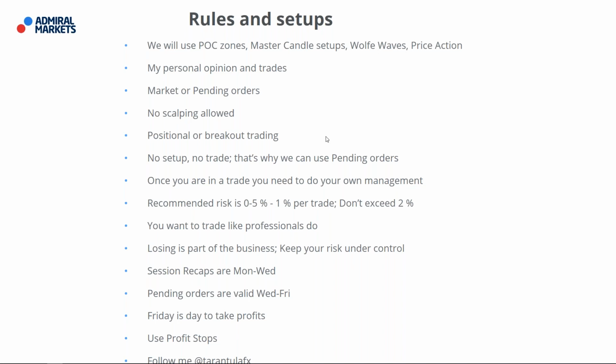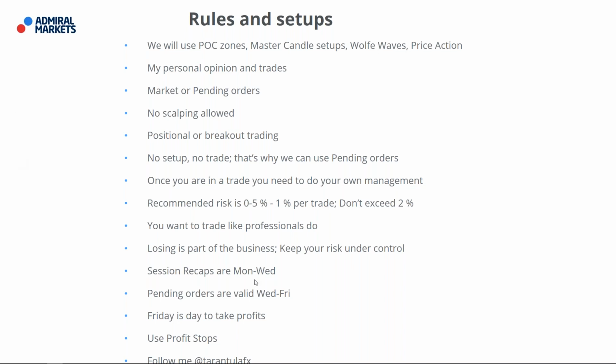Once you're in a trade, you need to do your own management. Please have in mind that the recommended risk is 0.5 to 1% per trade. Do not exceed 2%. You want to trade like professionals, so definitely try to keep your risk under control. You will last longer in the forex market. Don't be greedy. Don't be a gambler. You can do whatever you want with your account, but I advise you to trade professionally with low risk.